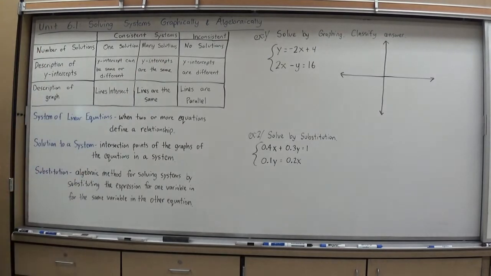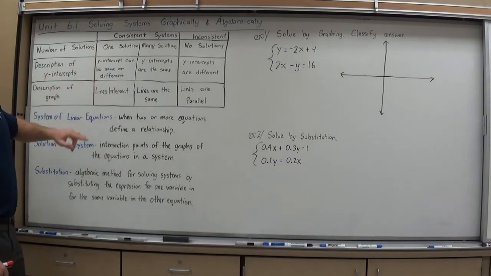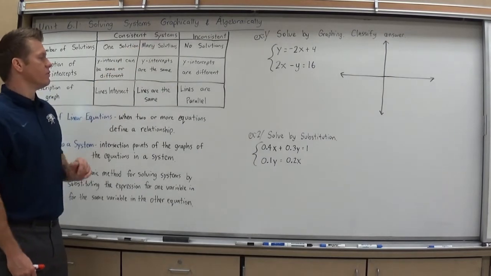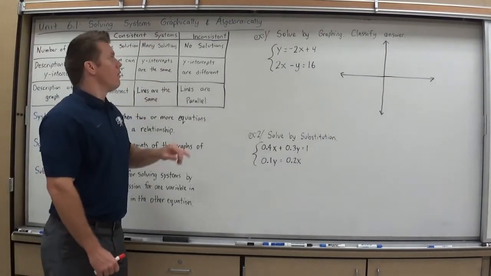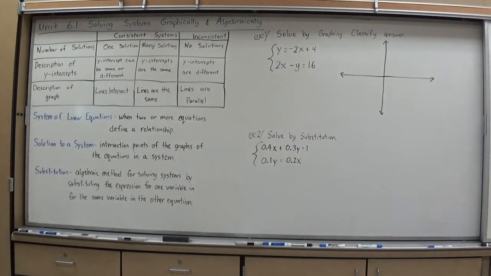So the main ways you will be telling is through the process of solving or by looking at the graphs. If the lines intersect, it's consistent, one solution. If the lines are exactly the same, consistent, many solutions. And if the lines are parallel, inconsistent, no solutions. So hopefully that table there, if you want to copy it down, I believe it's also in the book on page 381. You want to make sure that's filled in real well because that'll help with the classifying portion.